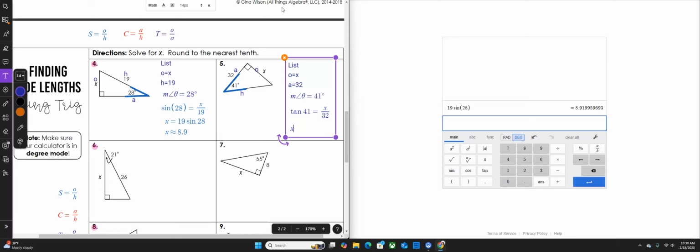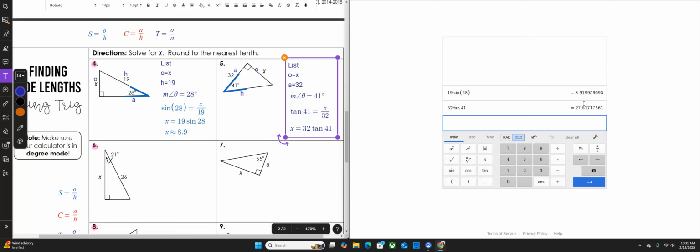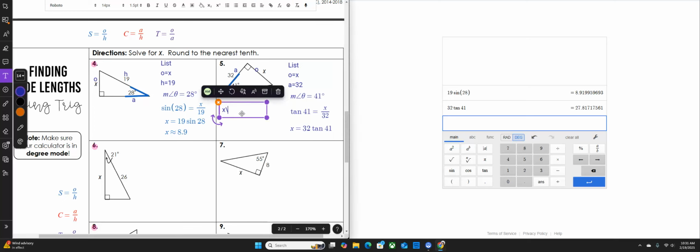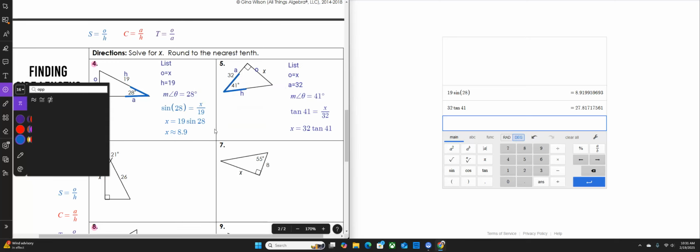So I'm going to have X is equal to 32 tangent 41. And that just means 32 times the tangent of a 41 degree angle. I can type that into the calculator over here, just like that. And it tells me that the answer is 27.8. So I'm going to say that X is approximately 27.8.